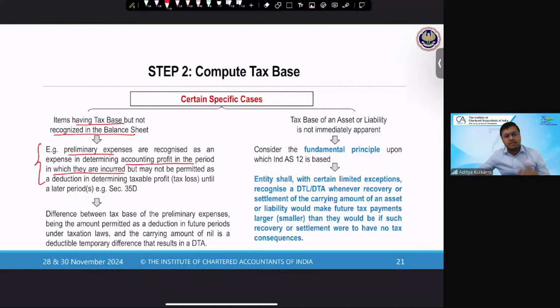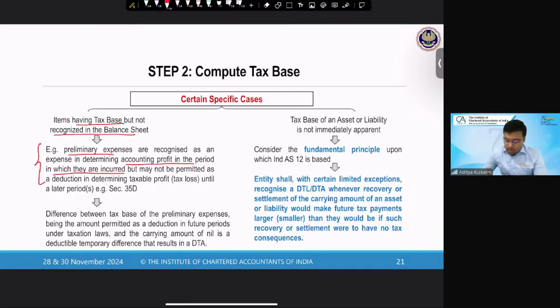So preliminary expenses, expenses pertaining to incorporation of an entity, setting up all those formalities, would typically hit my P&L in the year in which they are incurred. There is no question of amortizing or deferring it to the future. But for tax purposes, they are allowed as a deduction in the later period. For example, section 35D allows 1/5 each year. You can just check and evaluate.